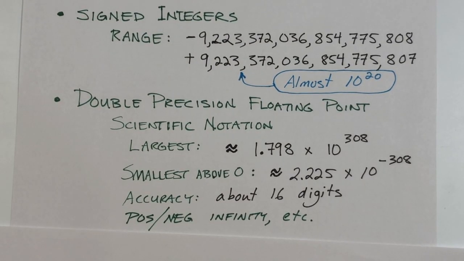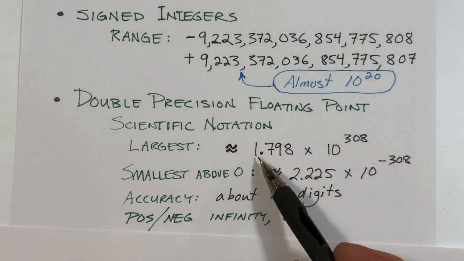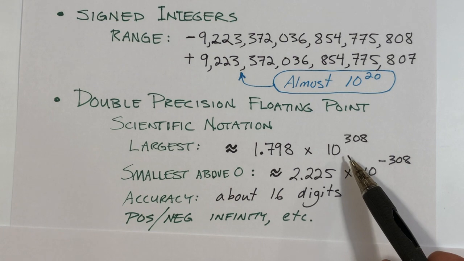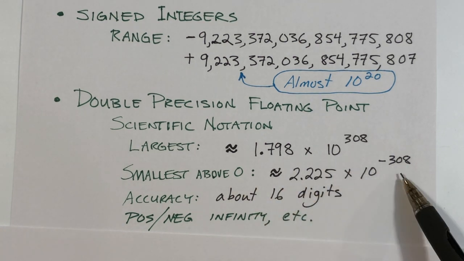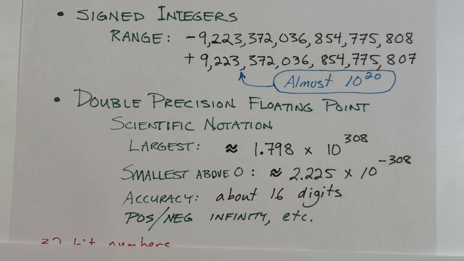Floating point is basically a computer representation that approximates scientific notation. The range is even larger, but the precision is limited. Here's the largest number approximately, and the smallest number above 0 is really quite small, with an accuracy of about 16 digits. Floating point representation also has the capability of representing positive and negative infinity and things that are not numbers. It's really quite a complex domain to study. We're not going into it much in this video.